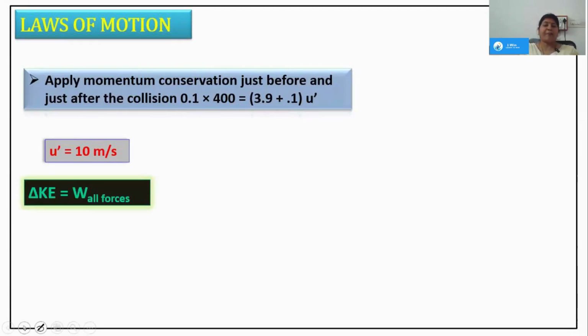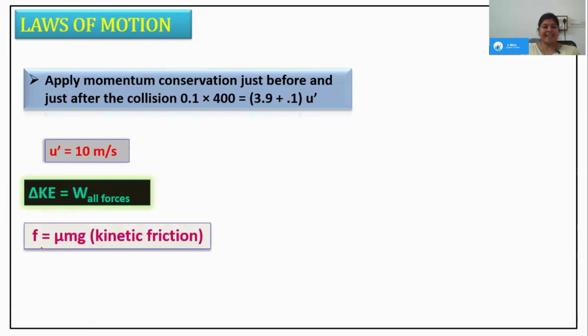So here we apply the work energy theorem. What is this work energy theorem? The change in kinetic energy is equal to work done by all forces, right? So work done by all the forces is equal to change in kinetic energy. That is the work energy theorem. So what type of force is there? Frictional force mainly acting here. So that is kinetic friction force, which is equal to mu mg.